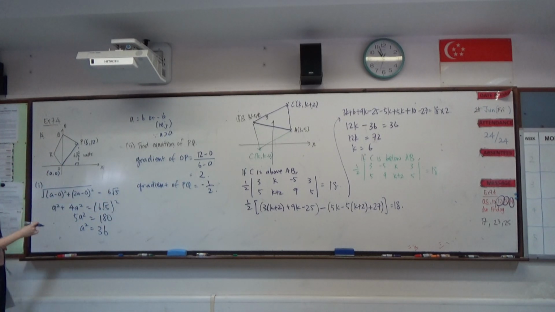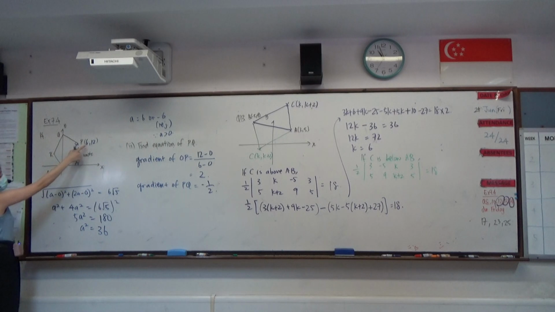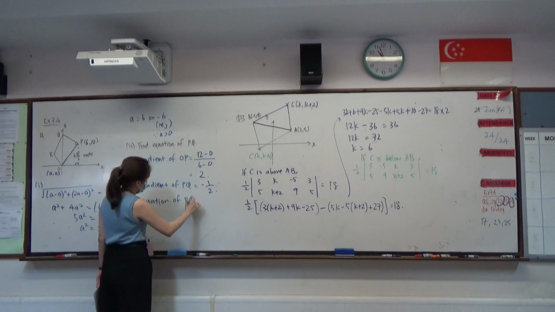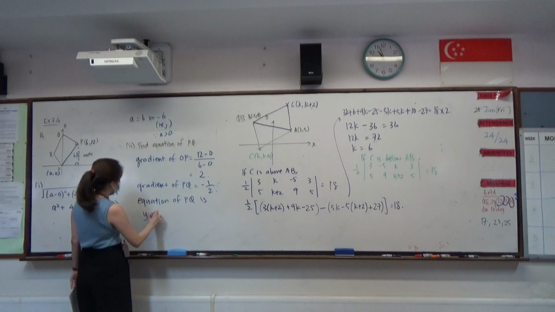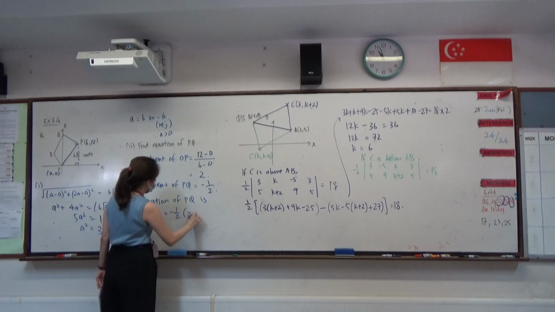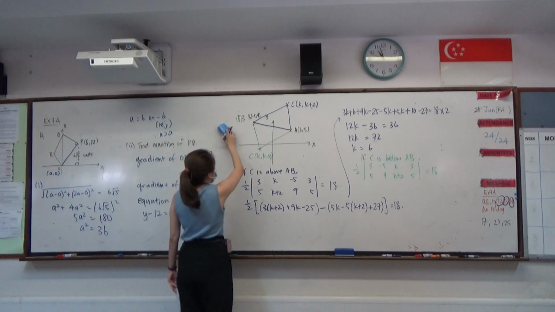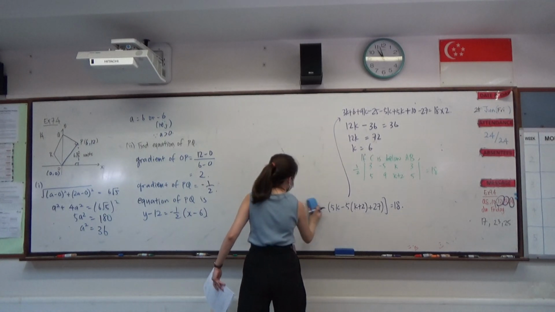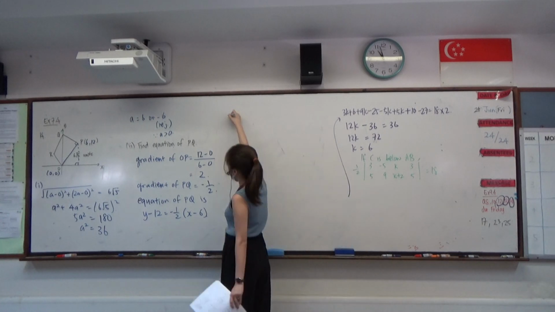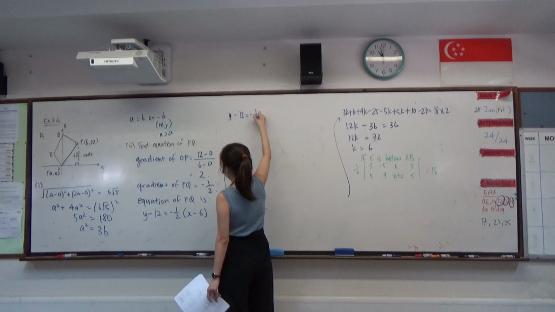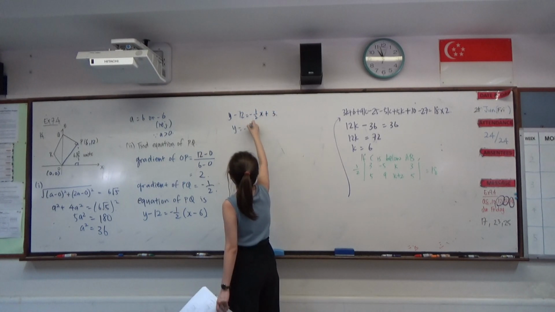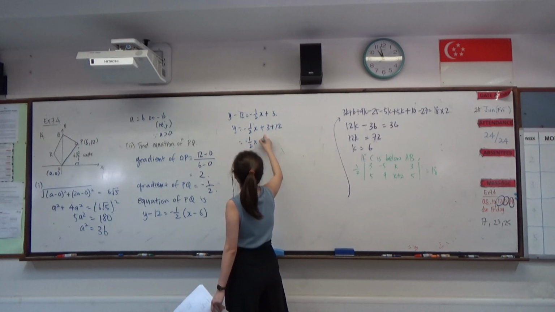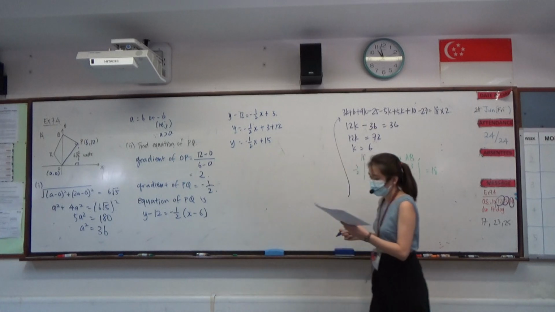Right? Then we have the gradient already. So to find the equation, since we got this point, it will be y minus 12 equals negative half times (x minus 6). So y minus 12 equals negative half x plus 3. y is equal to negative half x plus 3 plus 12. We have 15.